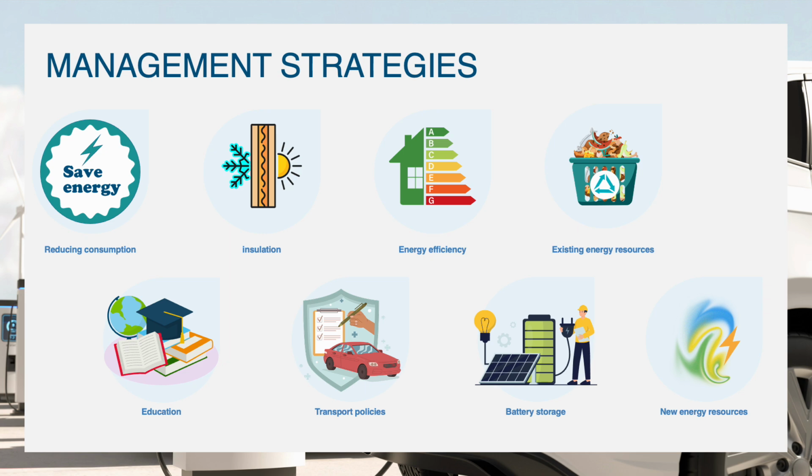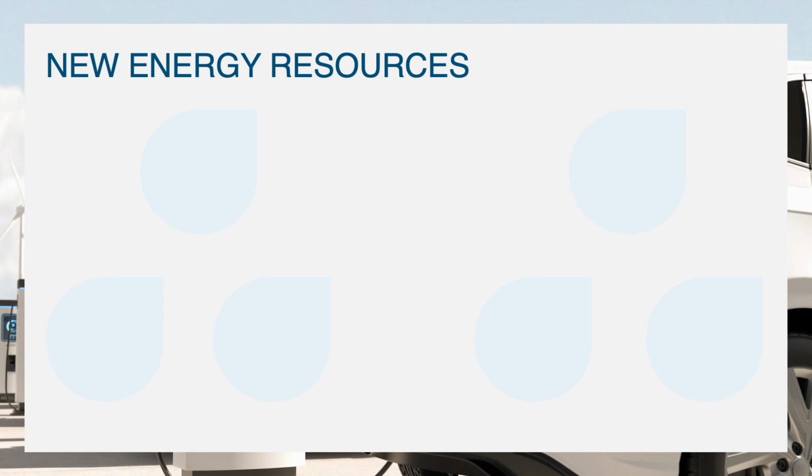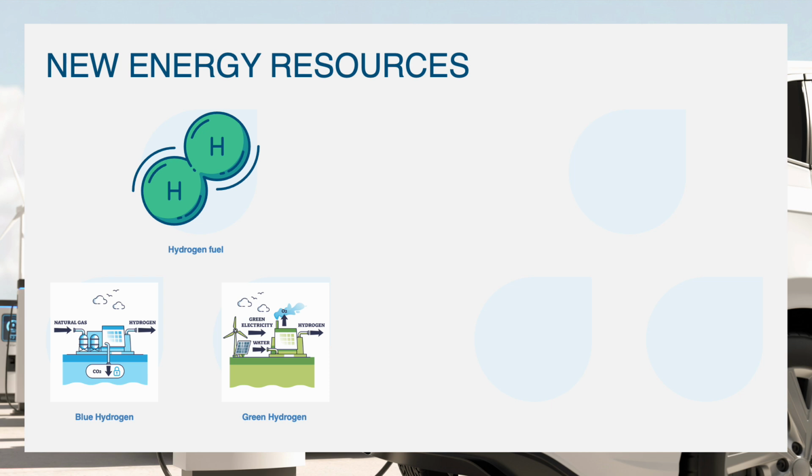Developing new energy resources means investing in technologies that can reduce the dependence on fossil fuels. And we're specifically going to look at a couple on the next slide. Let's look at the two main sources of new energy: hydrogen fuel and heat pumps. So hydrogen fuel, we've got two kinds that we're focusing on, and that's blue hydrogen and green hydrogen.